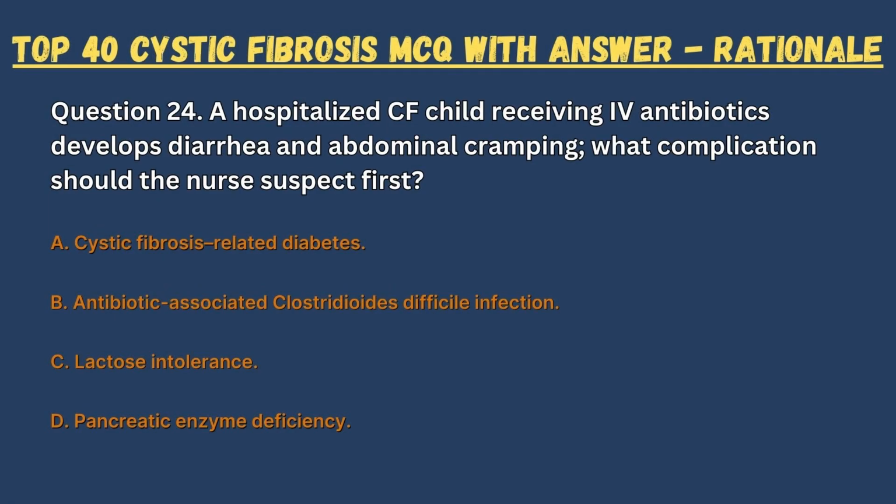Question 24. A hospitalized CF child receiving IV antibiotics develops diarrhea and abdominal cramping. What complication should the nurse suspect first? A. Cystic fibrosis-related diabetes. B. Antibiotic-associated Clostridioides difficile infection. C. Lactose intolerance. D. Pancreatic enzyme deficiency.